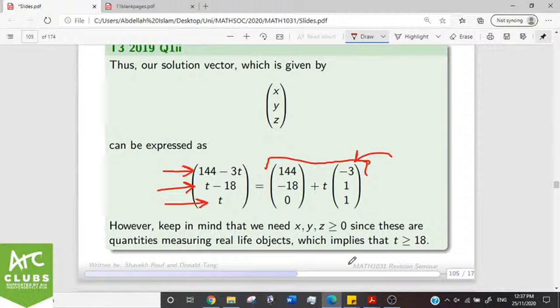Great. So usually we do want to keep these x, y, and z positive, right? Because it'll be kind of weird if the number of salads we were making was negative. That doesn't really make sense. So that means that this t minus 18, for example, has to be greater than or equal to 0. So that means t has to be at least 18.